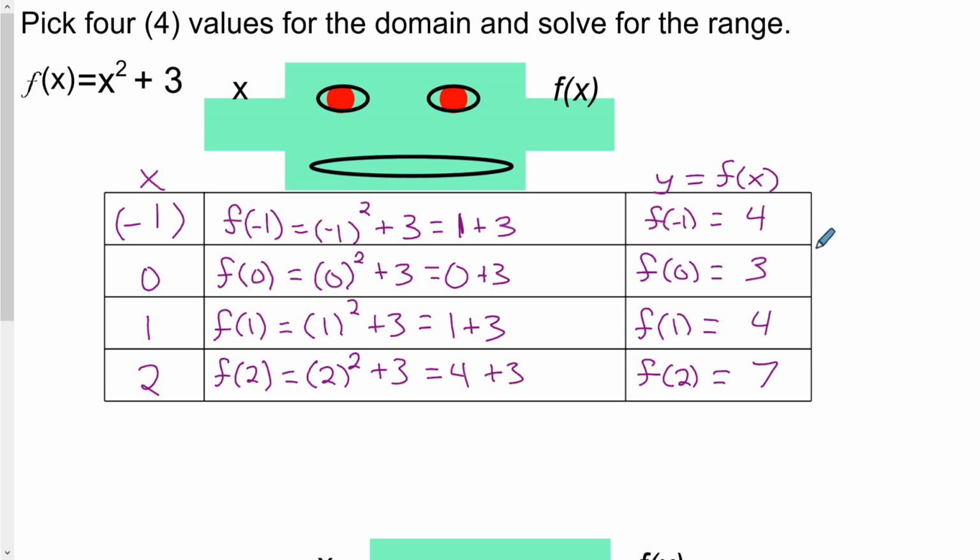Now you may have noticed that we do have a repeated y value. That's okay. That's still a function. It's only if we repeat the x values that it's not a function. This is a repeated y value, so we're still operating within a function.